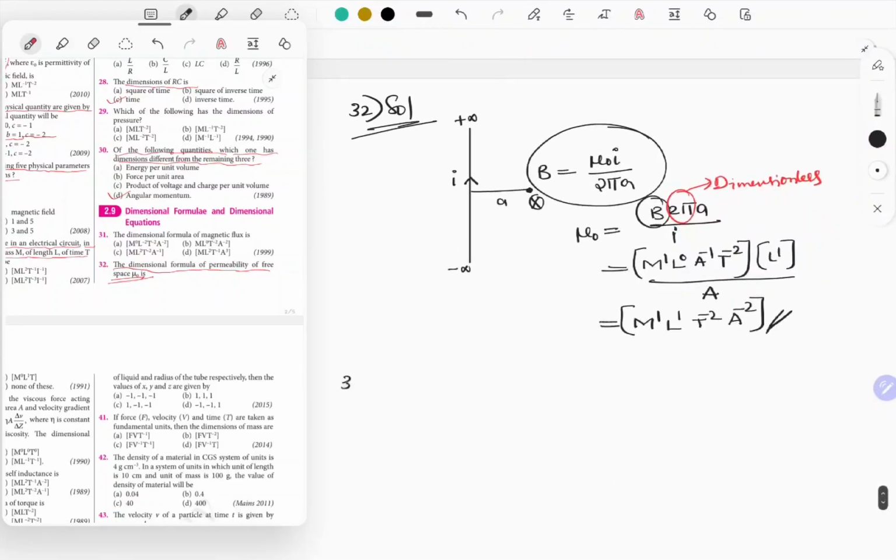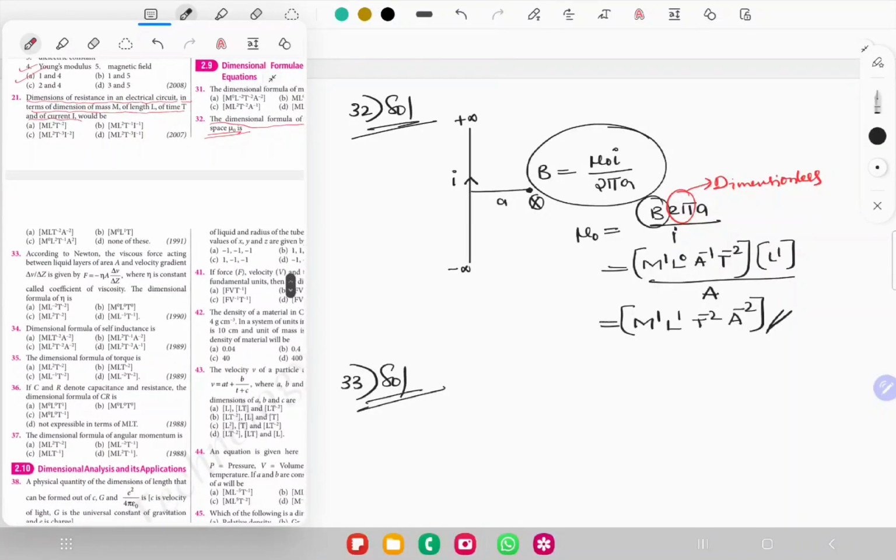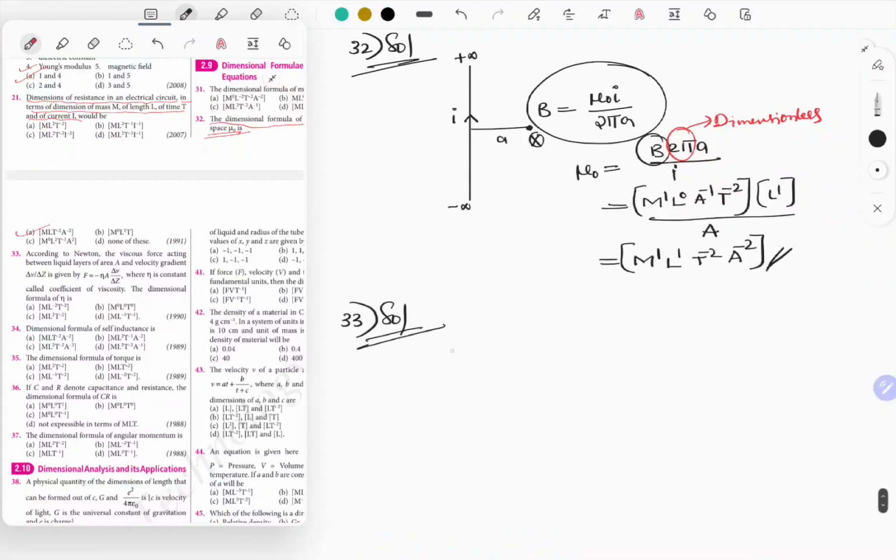Okay, next, 33. Let's see what they're asking. Question number 33. Which option is correct for 32? For 32, it is M power 1, L power 1, T power minus 2, A power minus 2. Option A is correct. Let us see question number 33. So F is equal to minus eta A dV by dz. This is also called the velocity gradient. What is it? Velocity gradient.